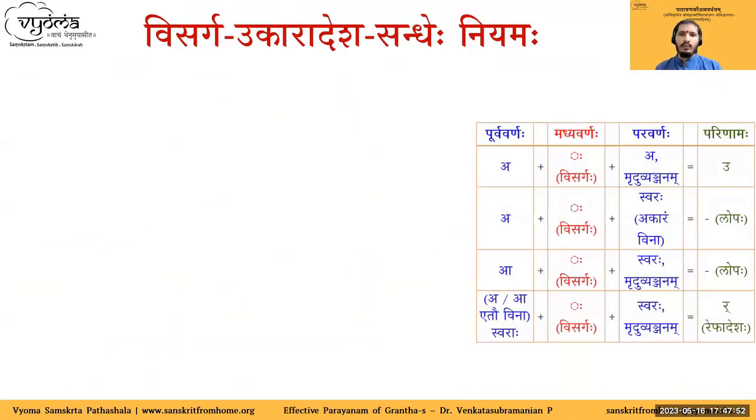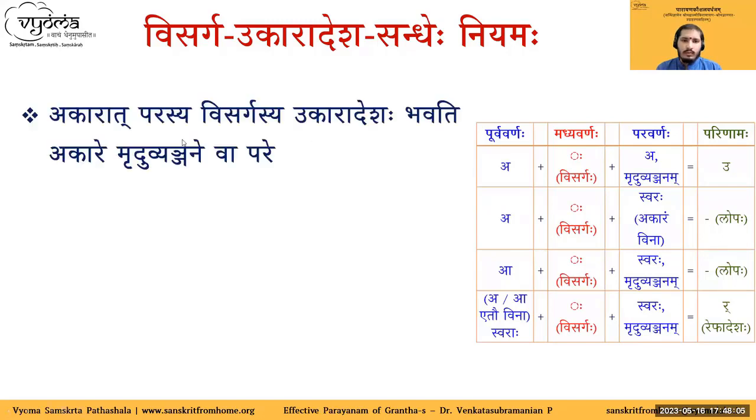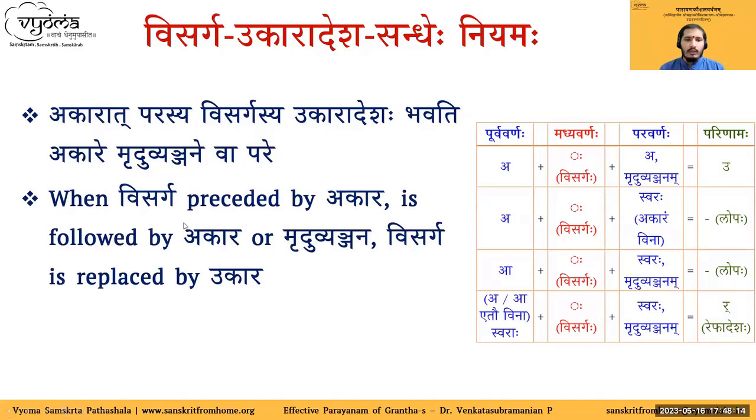So in this, we have studied the table. Now we'll just see the rules in wordings. So first we saw the ukara. यदि अकारात् परस्य विसर्गस्य उकारादेशः भवति अकारे मृदुव्यञ्जने वा परे. So when visarga is preceded by akara and is followed by akara or mృదువ్యంజన, then visarga is replaced by ukara.